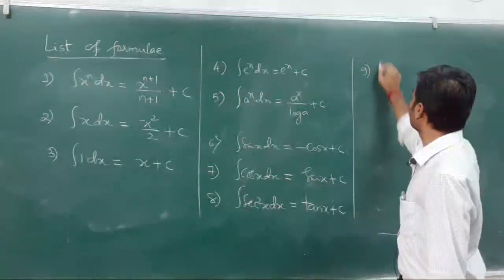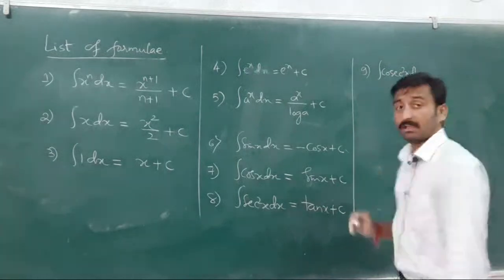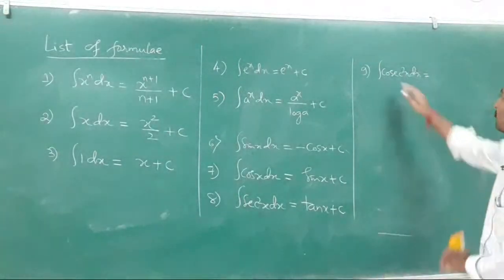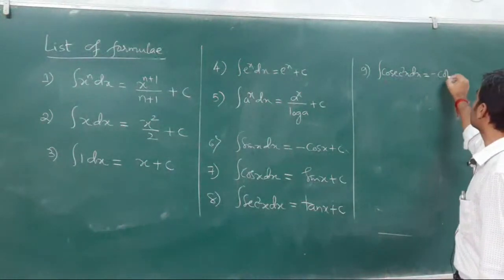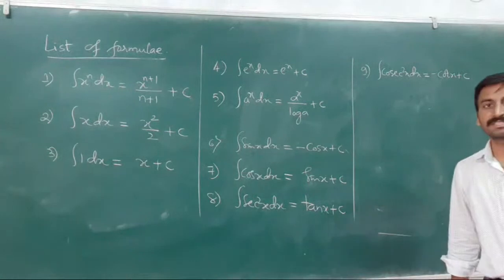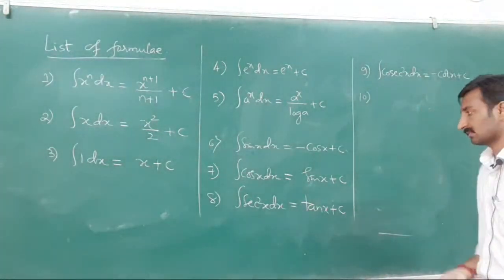Integration of cosec square x. You know very well that the derivative of cot x is minus cosec square x. But here it is plus cosec square x that you are integrating, so it is minus cot x plus c. Minus cot x plus c. And the 10th one, look at all these things.